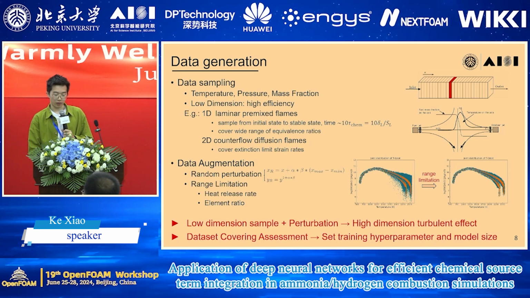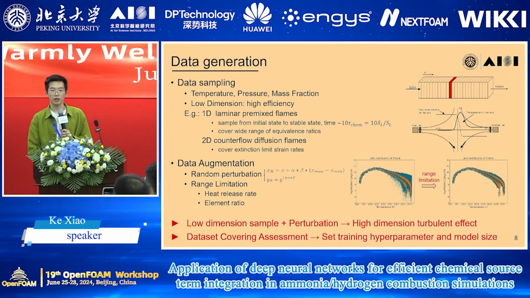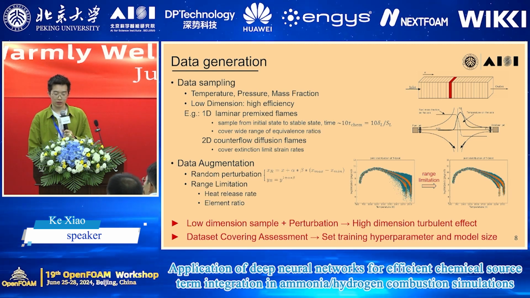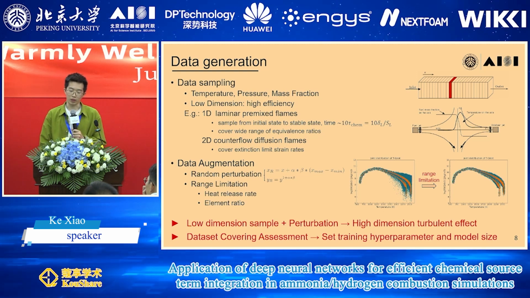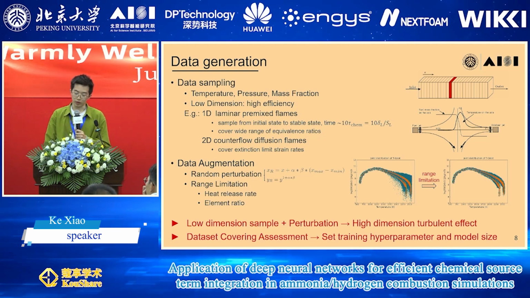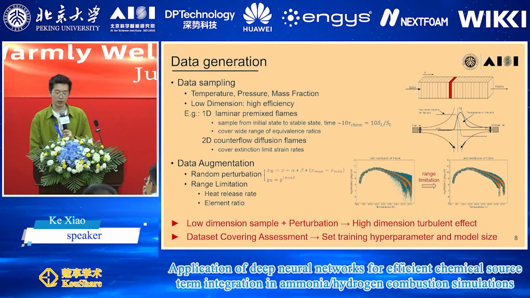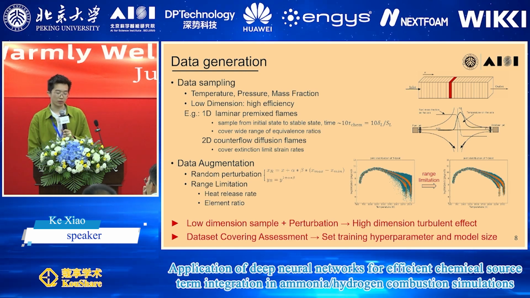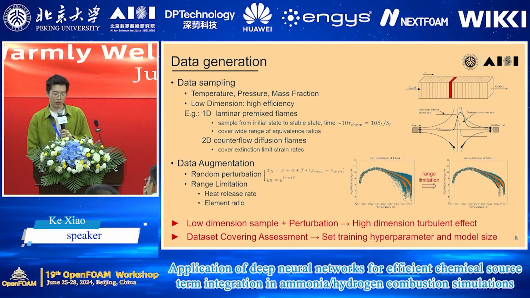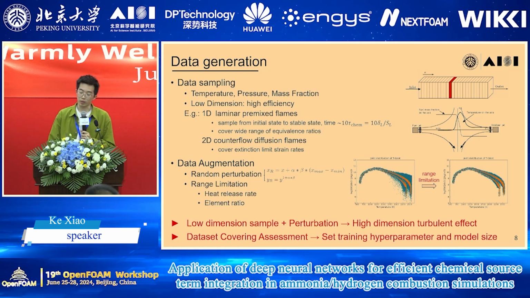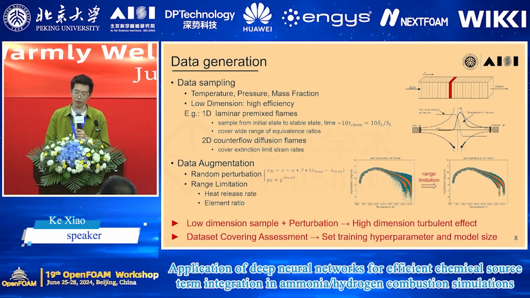For our generation of training data, we collect thermophysical base states from a series of carefully designed canonical flames. For example, one-dimensional laminar premixed flames with different equivalence ratios and two-dimensional counterflow diffusion flames with different strain rates. The simulations of these flames are also performed using DeepFlame and are highly efficient due to their simplicity and low dimensionality. These thermophysical base states present a basic level of resemblance of our target three-dimensional problem and become our starting points for further data augmentation.